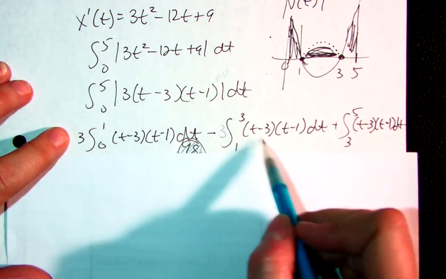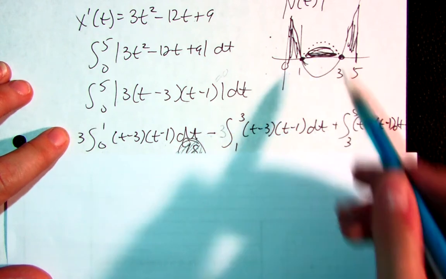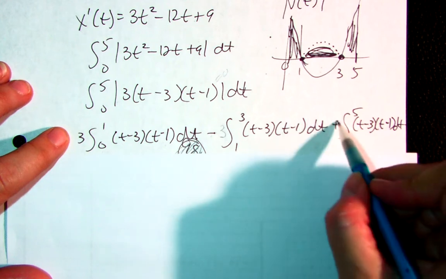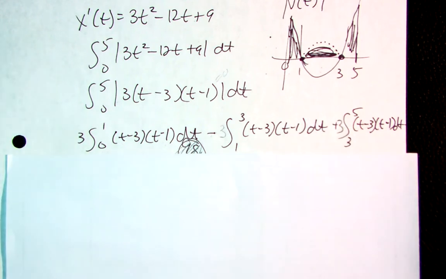I'm going to flip that sign. Here it's going to be negative. I put a minus to make it positive. It's going to flip it up. And then the balance from 3 to 5. Again, I forgot my 3. So now I'm going to proceed on a second piece of paper where I've done all the math.